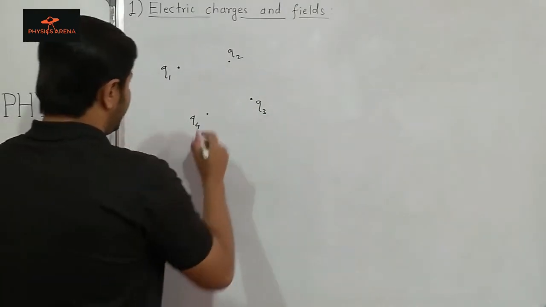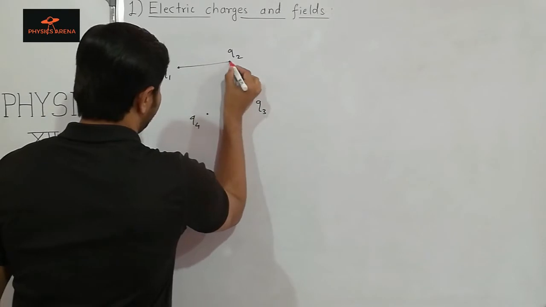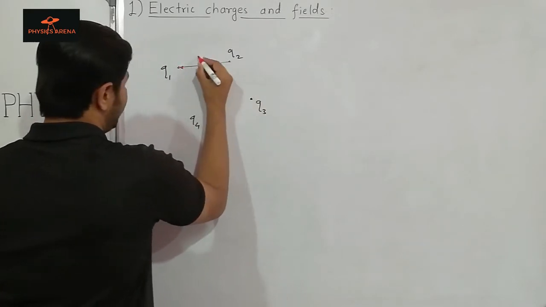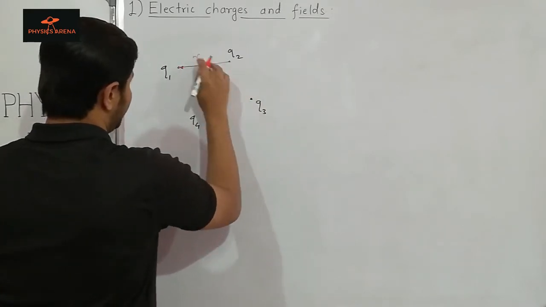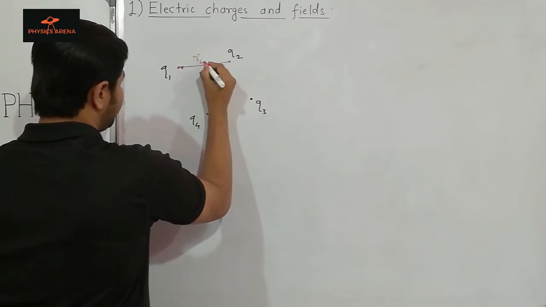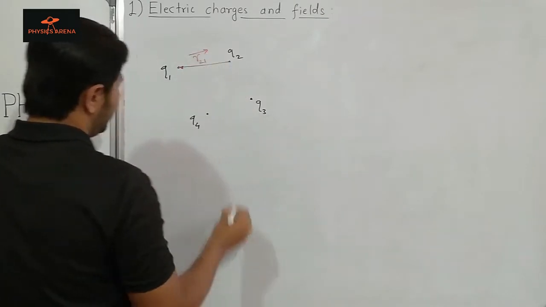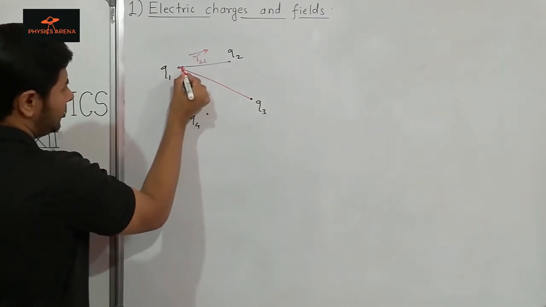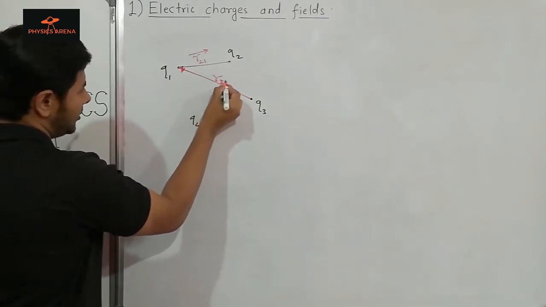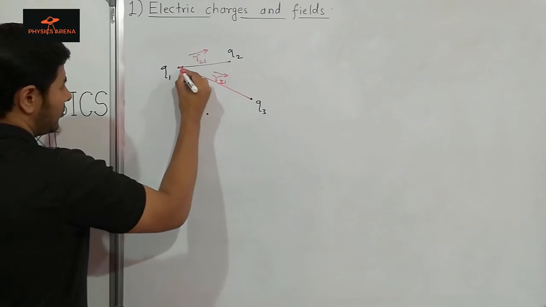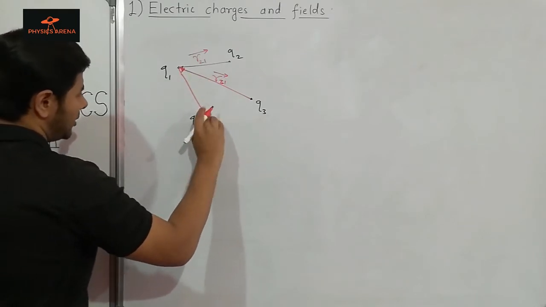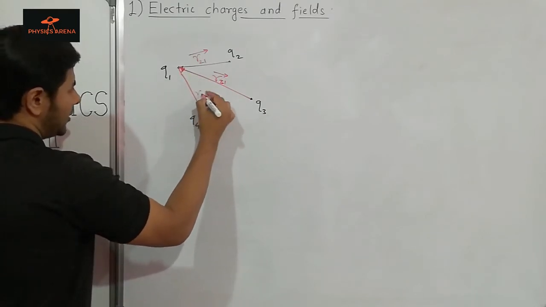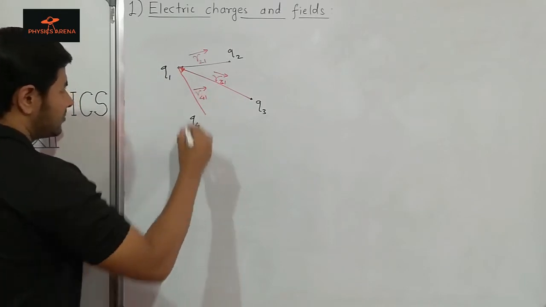So this is a vector directed from Q2 to Q1. This is R21 bar. The vector directed from Q3 to Q1 is R31 bar. And similarly from Q4 to Q1 it is R41 bar. And so on.